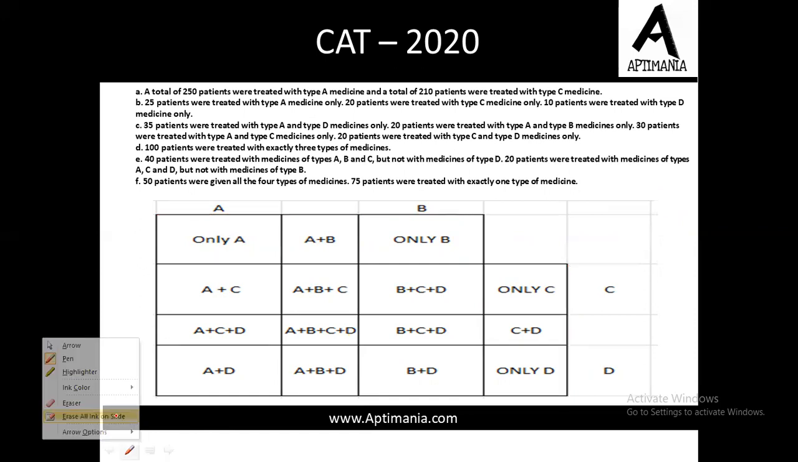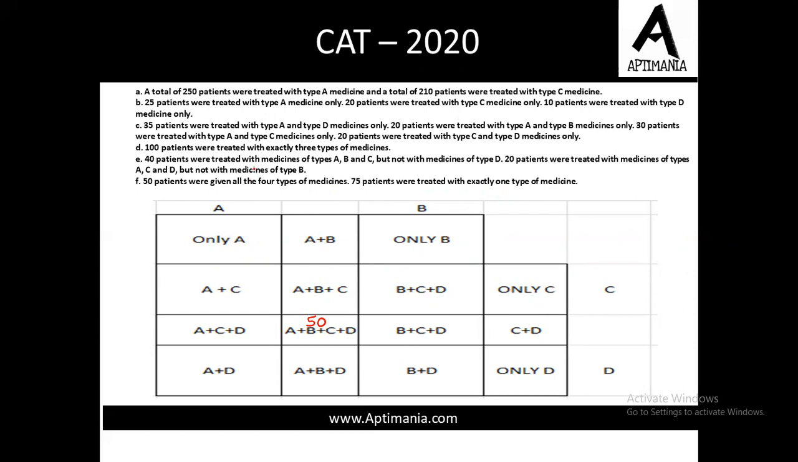Now once this diagram is complete, it would be really easy to solve this question. And how to start solving? First of all, start with the maximum intersection part. The maximum intersection over here is A plus B plus C plus D, right? Now 50 patients were given all the four types of medicines, so basically the value of this block is 50, right? 75 patients were treated with exactly one type of medicine. So only A plus only B plus only C plus only D equals 75.